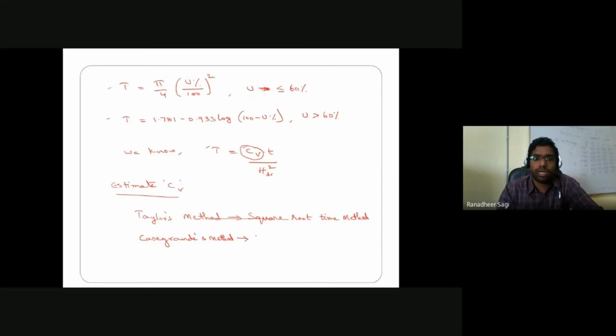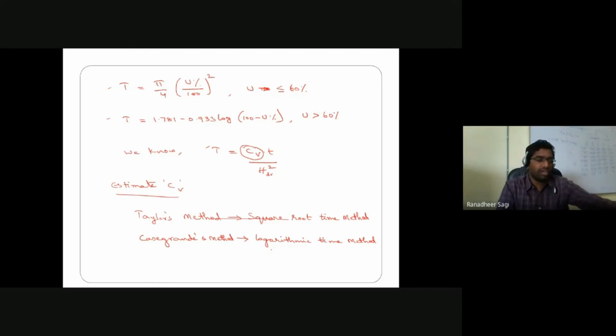Casagrande's method we can also call the logarithmic time method. So one is Taylor's method, the other is Casagrande's method. Based on either, you estimate the coefficient of consolidation, and you will get more or less similar values. I don't say exactly the same value because it's a graphical approach by which you estimate your CV. A slight variation would be there, but no issue.